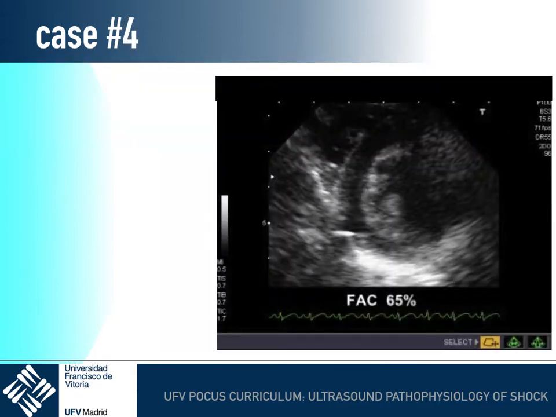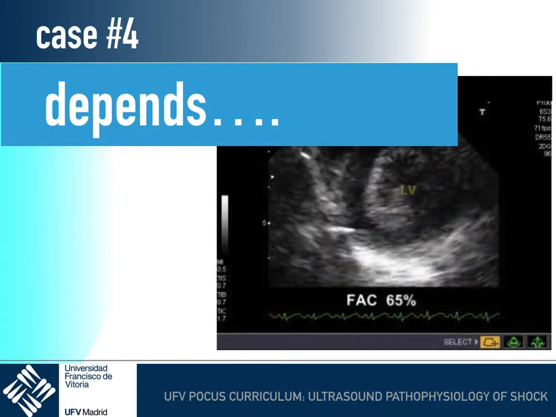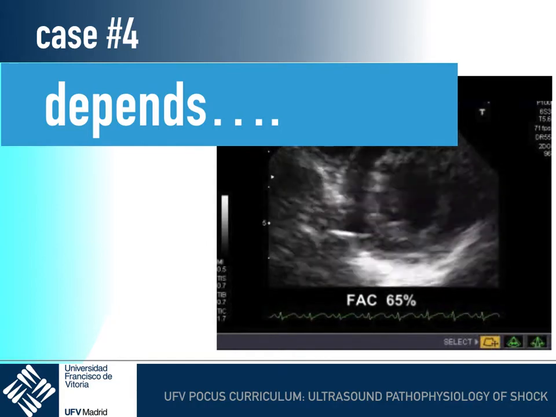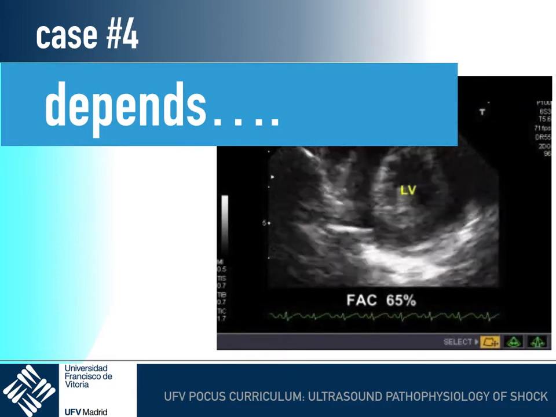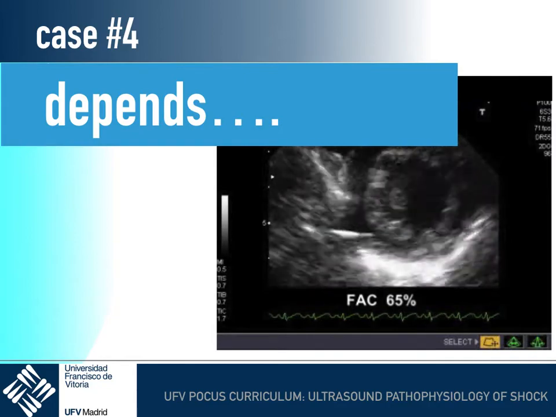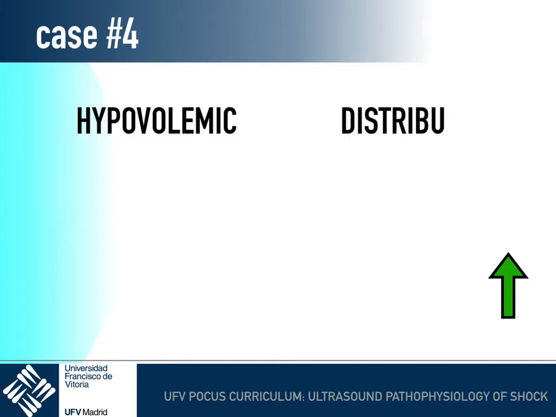The case number 4. The case number 4 depends, because we are seeing a hyperdynamic left ventricle. The walls are actually touching, and this is not normal. If the walls are touching, there are two possible diagnoses. One is the hypovolemic shock, and the other is the distributive shock. One, because there's no blood in the circuit, and the second, because there's no pressure after the heart. So this is called afterload.